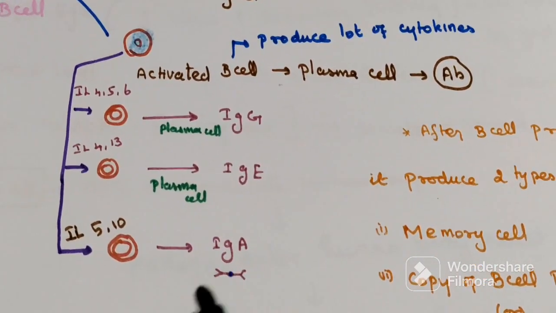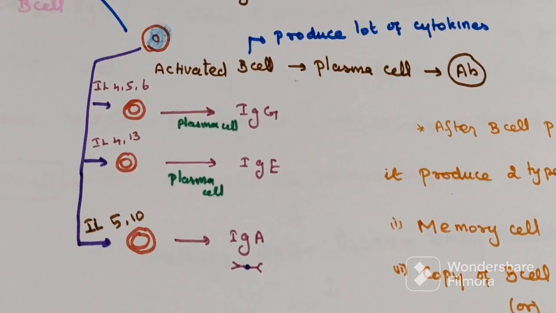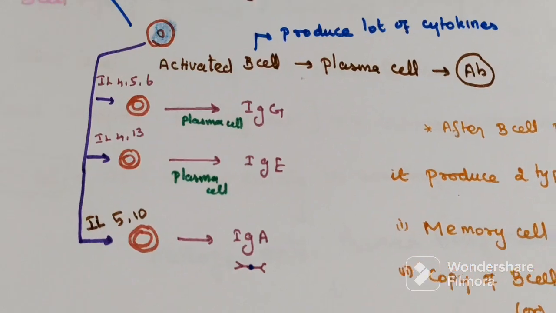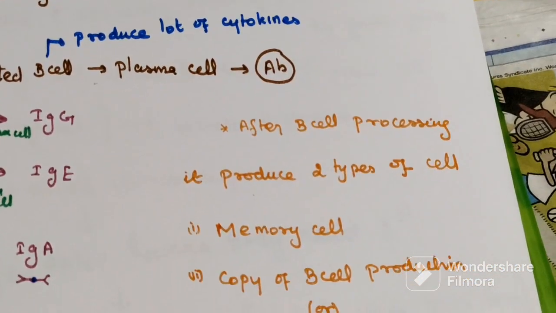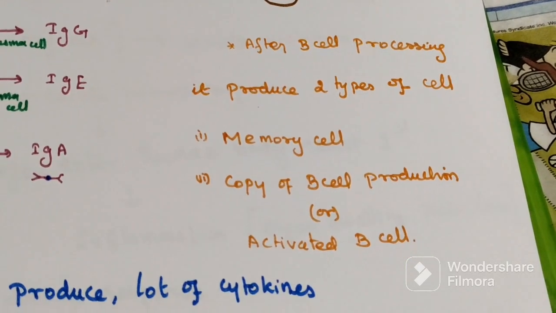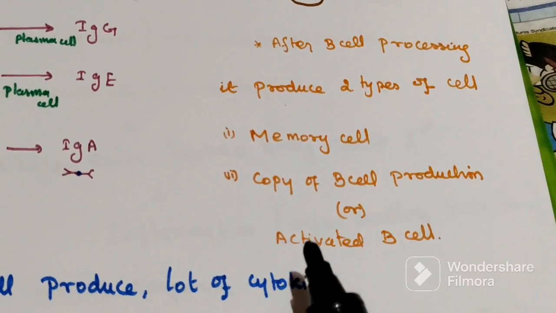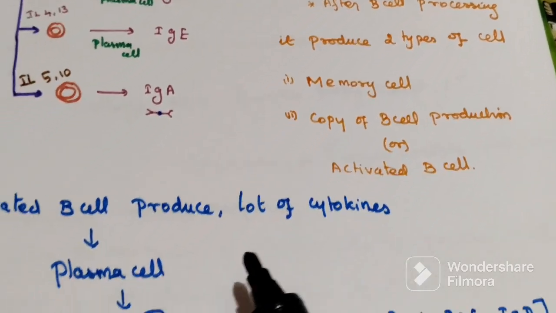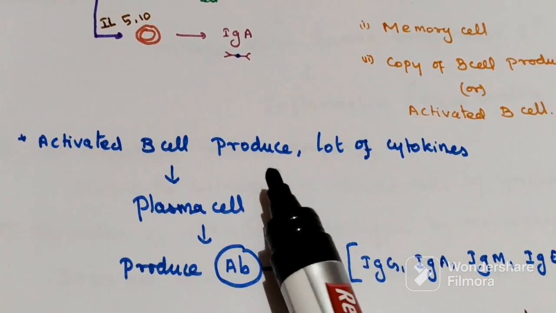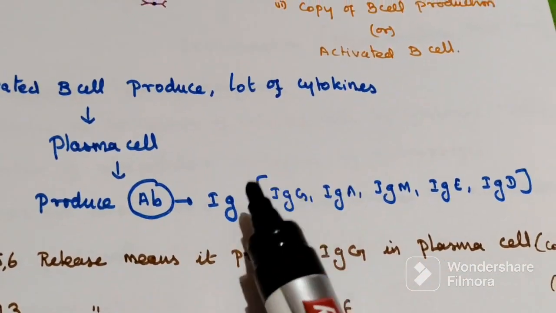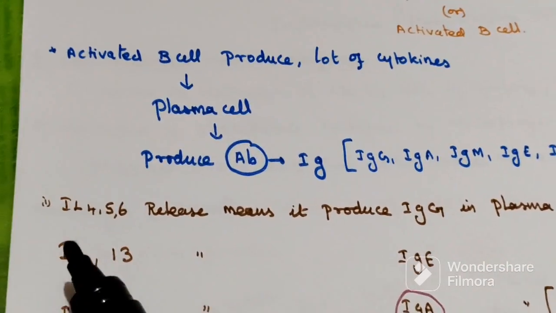This IgA antibody is also called secretory immunoglobulin because it is secreted by mucous membrane. After B cell production, two types of cells are produced: memory cell and activated B cell. It is also called a copy of B cell production. That activated B cell produces plasma cells producing antibodies, 5 different types of immunoglobulin.